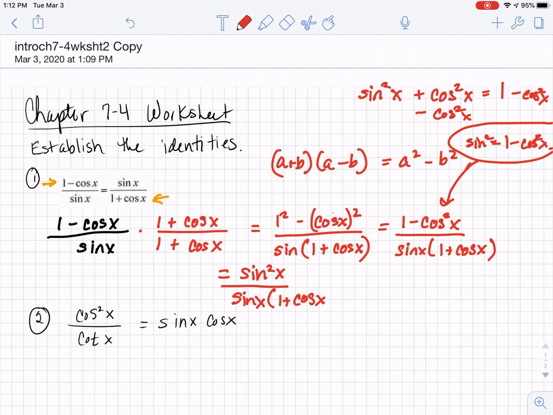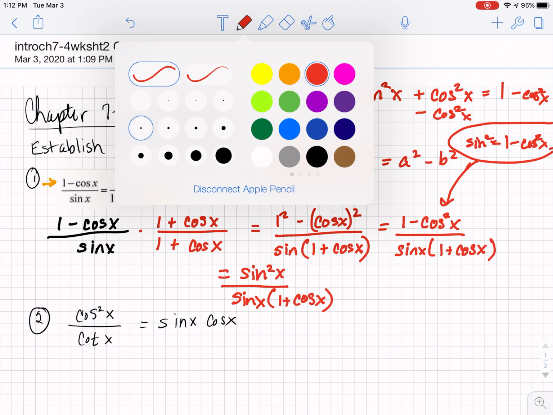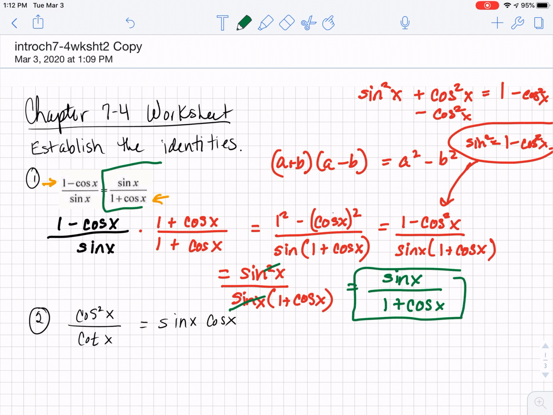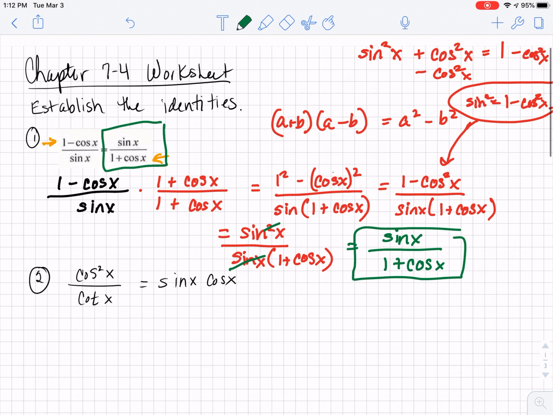And then the last step is that I can cross out this sine x down here and cross out one of the sine x's up here, so that what I'm left with is sine x over 1 plus cosine x. And just to remind you, that is exactly what you were trying to get at.